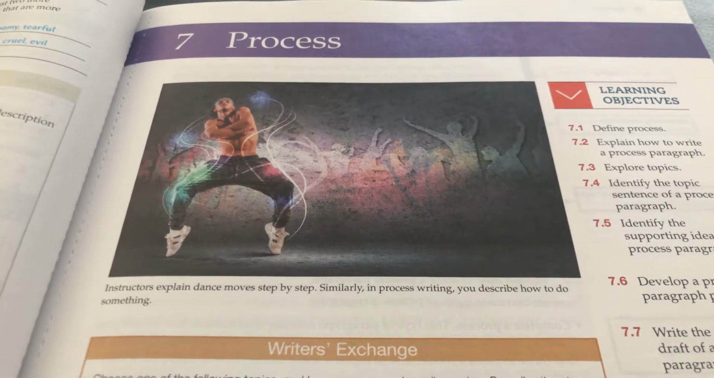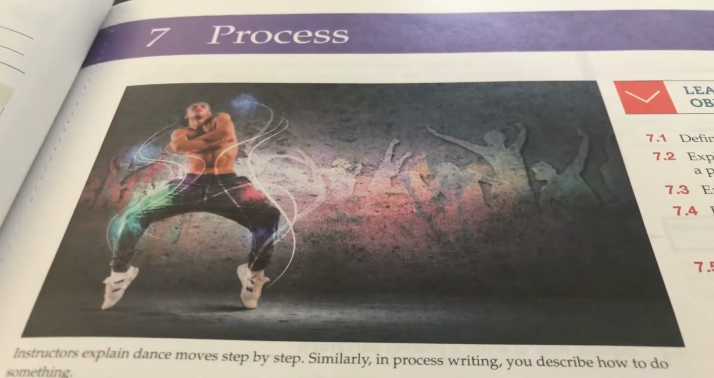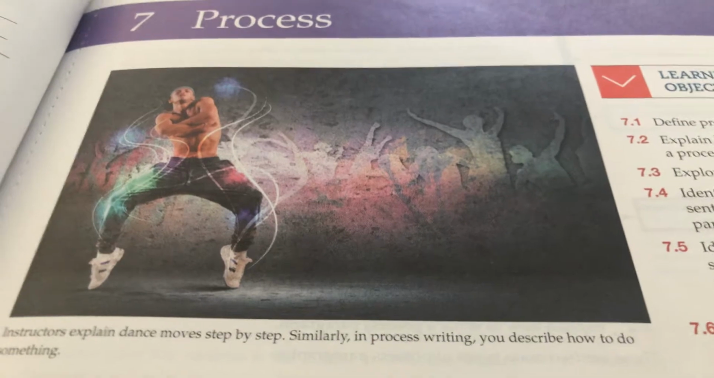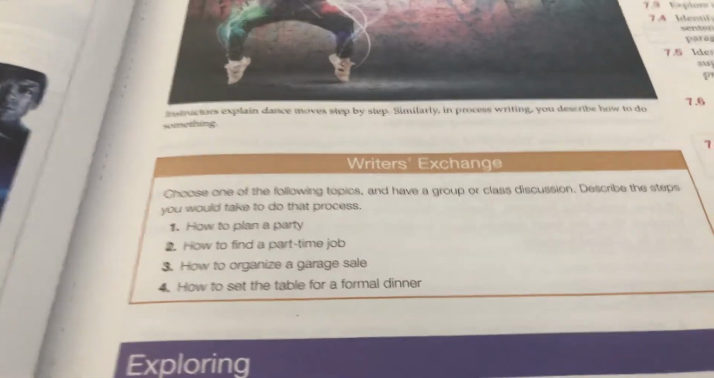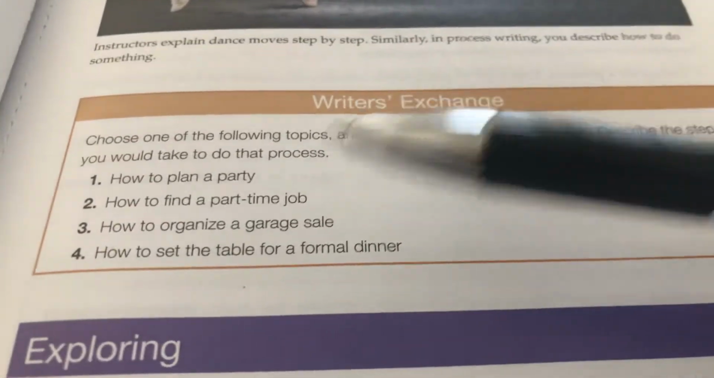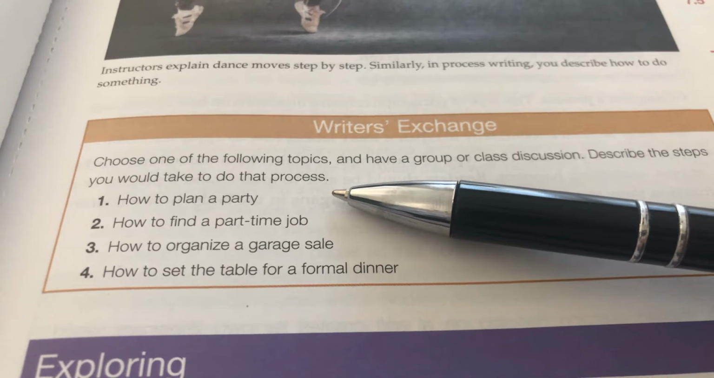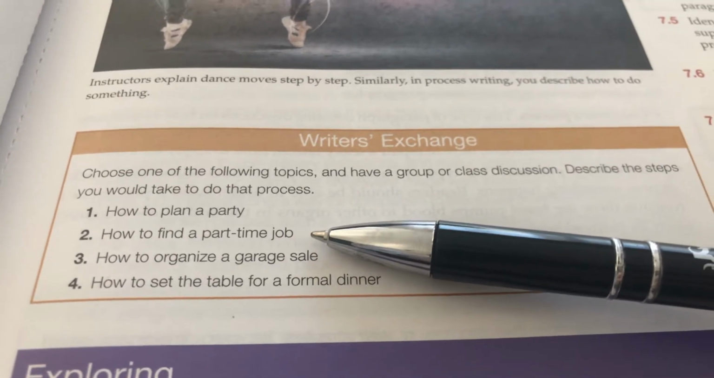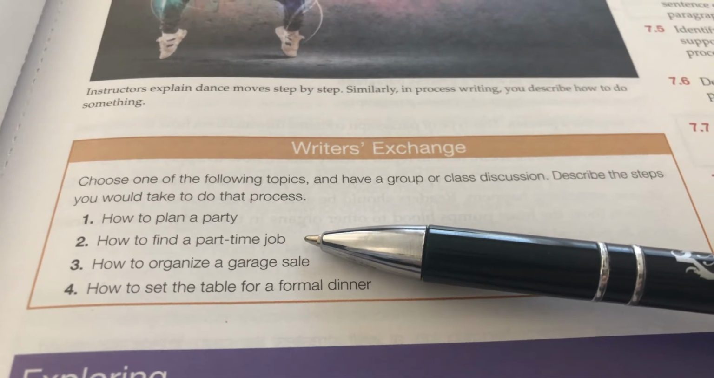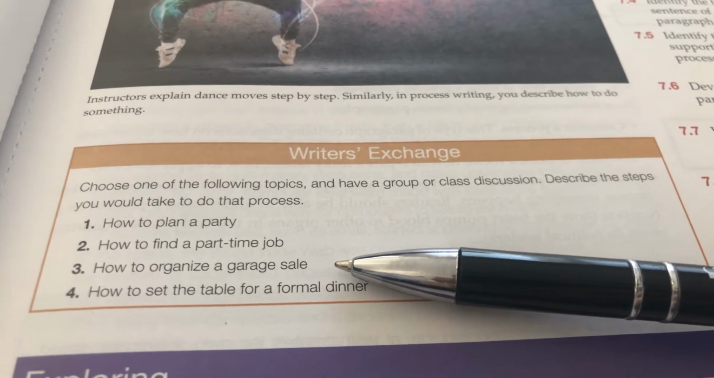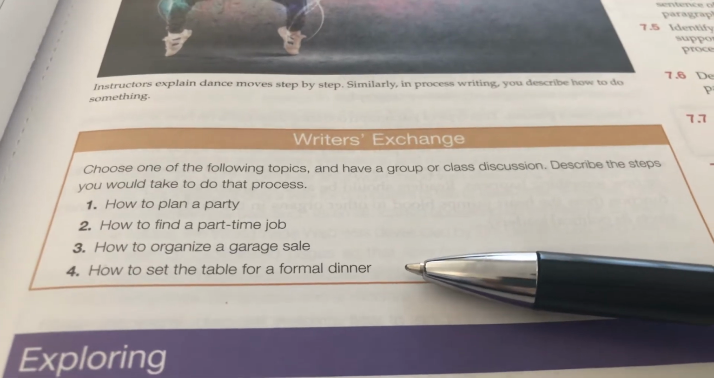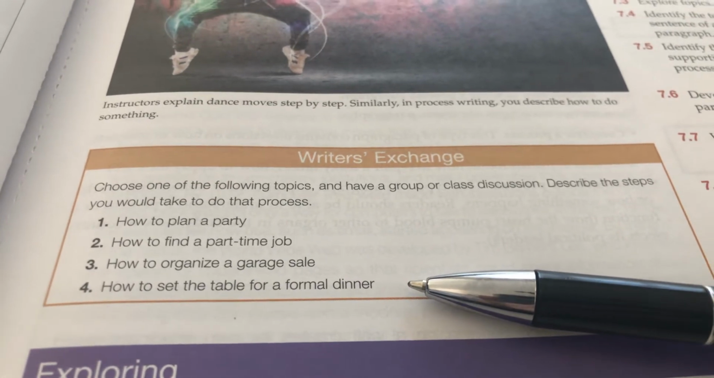We are looking at the chapter on process. So I wanted to give you a quick explanation of this chapter. As you can see, they're showing a dancer in the photo, and they're talking about some different topics. For example, number 1, how to plan a party. Number 2, how to find a part-time job. Number 3, how to organize a garage sale. And number 4, how to set the table for a formal dinner.